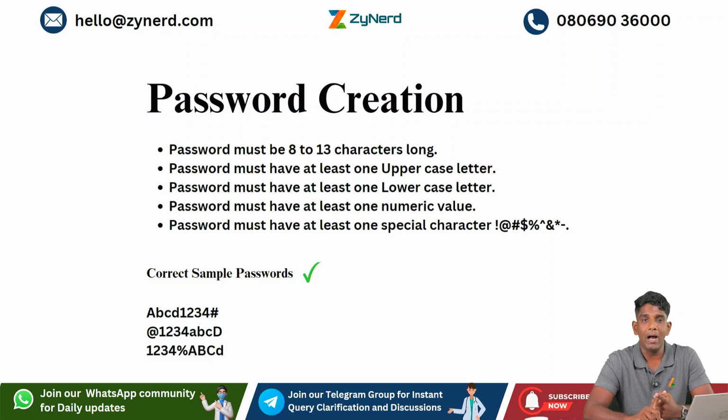It needs to have an uppercase. Uppercase is a capital letter, lowercase is a small letter, and the password needs to have one numerical value. So one number needs to be there and one special character: exclamation mark, at symbol, hash symbol, dollar symbol. One of these special characters you can use. I have also given a sample password below. Don't use this password. This is just to give you an idea of how the password should look. You can create your own password. Okay, so this is how the password needs to be created.